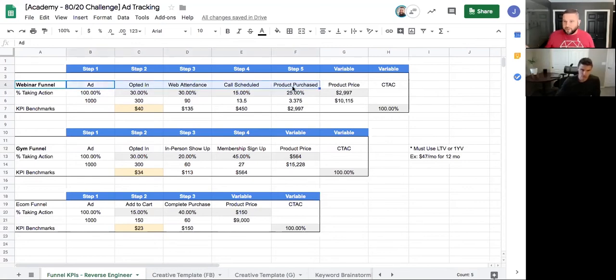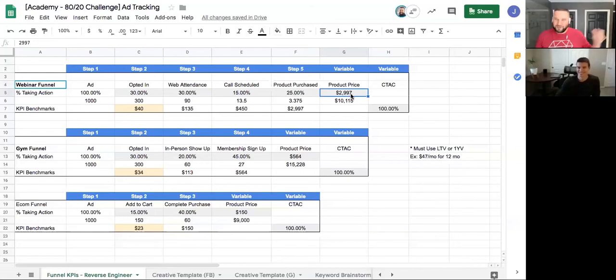And then we've got a couple of things out to the side as variables. So the first variable would be the product price. So we've got to know that, right? Because there's a big difference between a $3,000 product and a $300 product. So in this example, we're using a $3,000 product. And then the other variable is CTAC, and that's cost to acquire a customer.